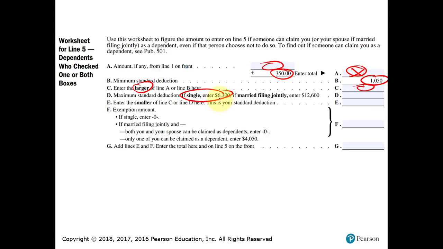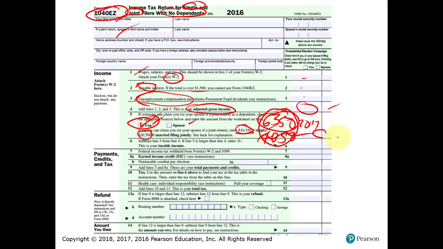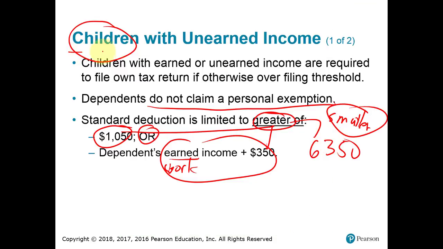Yeah, this is the 2016. 2017 is 6,350. And of the two, I now pick the smaller of the two. And for exemptions, if you've been claimed as a dependent, it would be 0. So just this amount goes down here as the standard deduction that you would rewrite over here. That again is for dependent children with unearned investment income. Remember, the word earned means work income. So with the un here, you're talking about investment income.